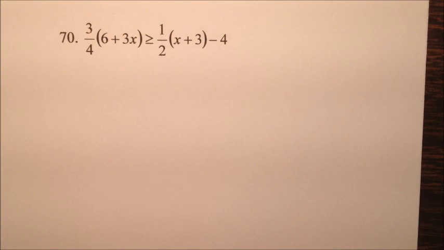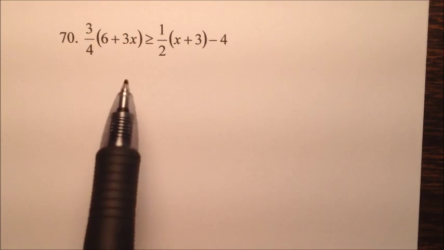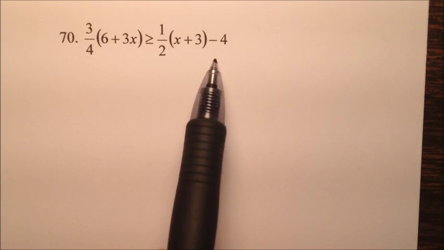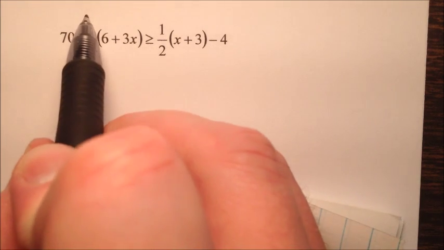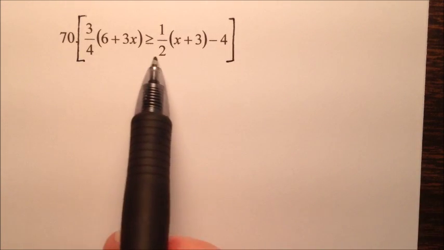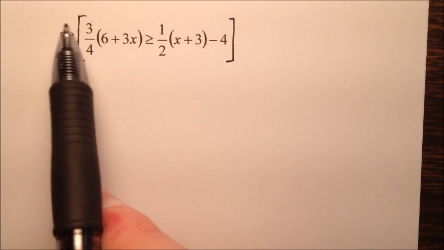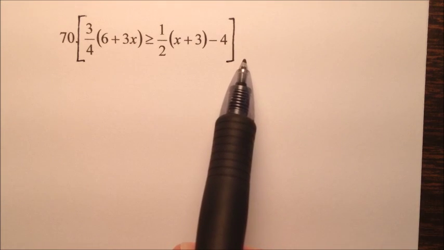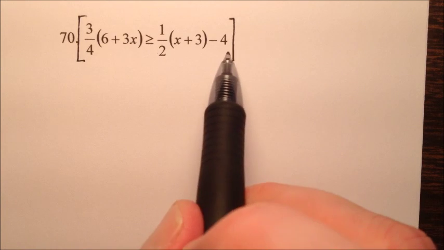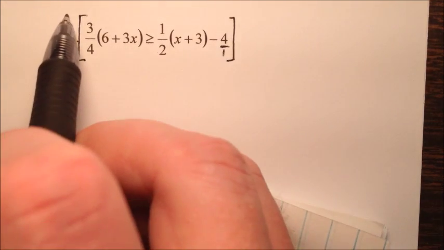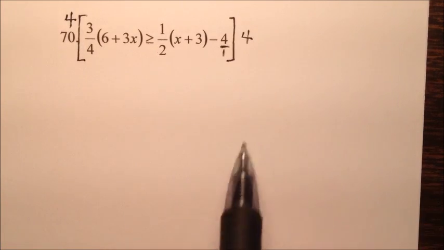The final problem on this set of 10 is going to be number 70. We've got some fractions in here with this inequality. So similarly to what I did on a previous problem in this set of 10, I'm going to make these big brackets. I'm going to find the common denominator, and I'm going to distribute that common denominator through all these terms, thus getting rid of all the fractions. So 4 and 2, and this 4 over 1. The common denominator looks like 4, so I'm going to multiply everything by 4.